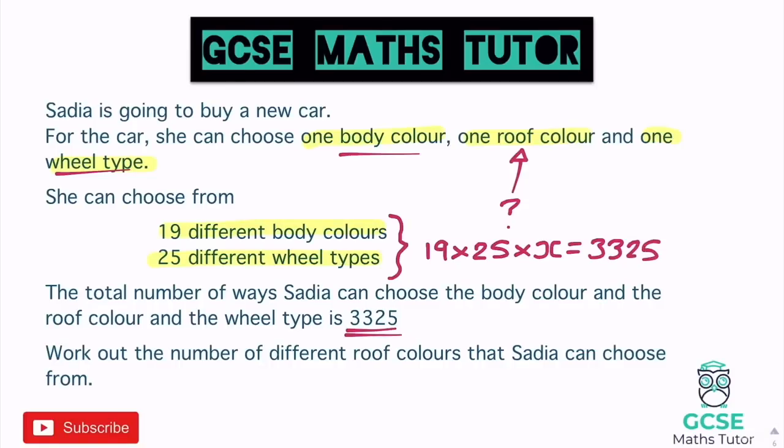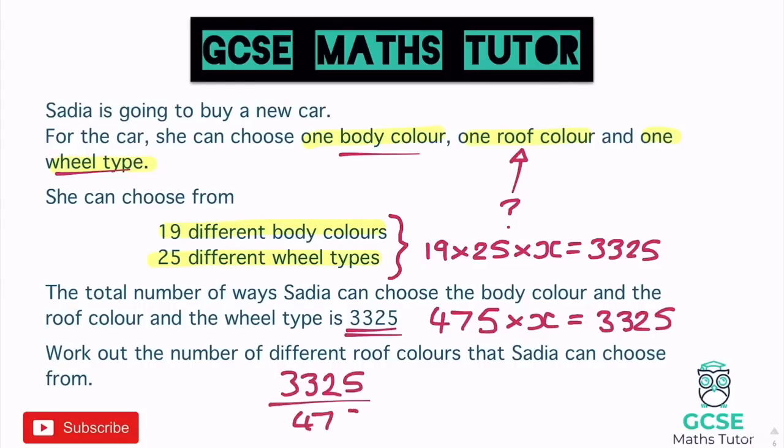So if we work out the 19 times 25 to start with, that gives us 475. So let's just write this down here. We've got 475 times something is going to equal 3,325. So we just need to figure out what that is, and we can do it in reverse just like before. We can do 3,325 divided by 475, and it will tell us what that number is, and this time we should get a whole number, otherwise we've done something wrong.